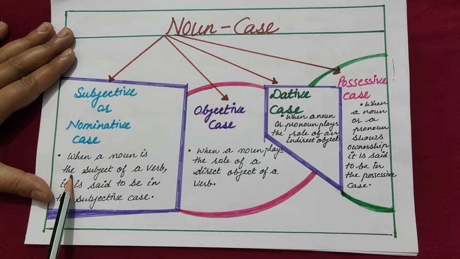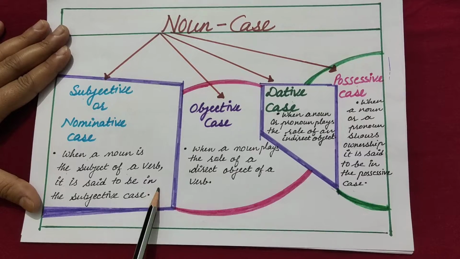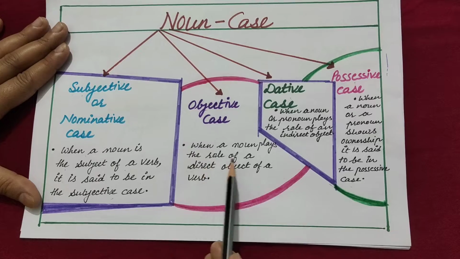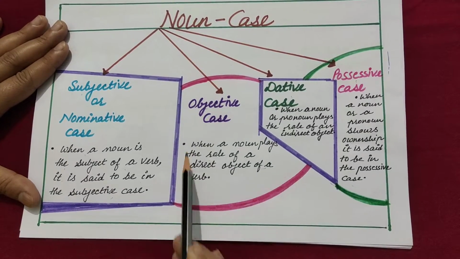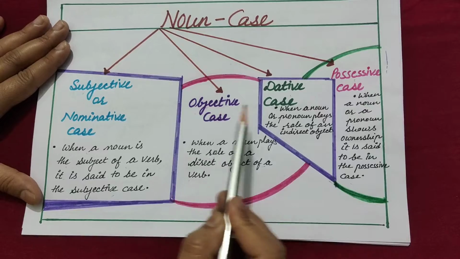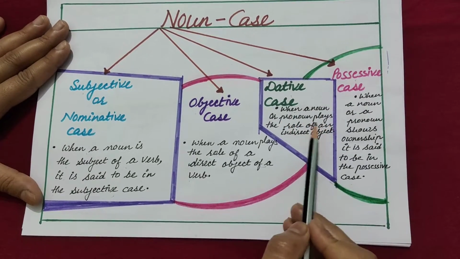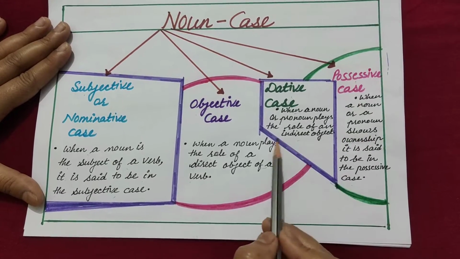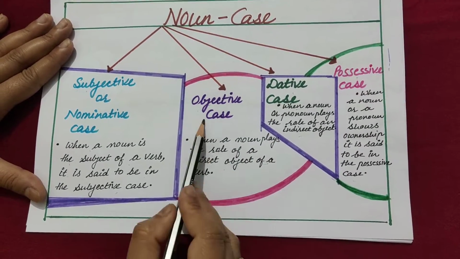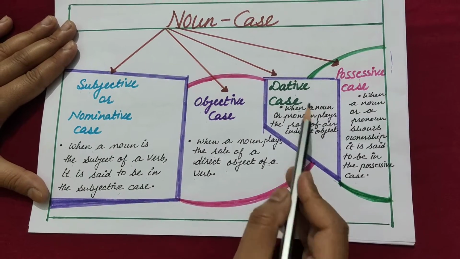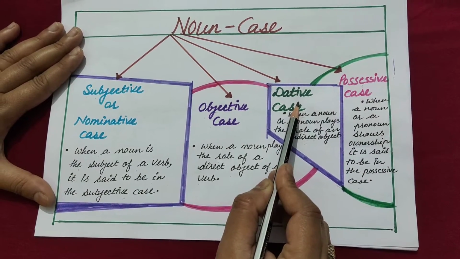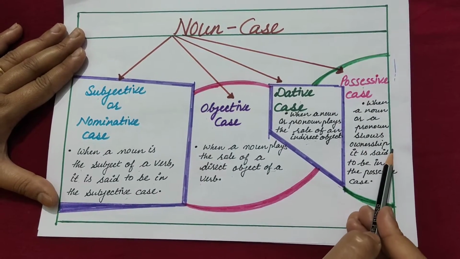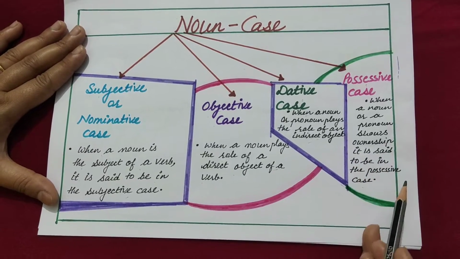When a noun is the subject of a verb, it is said to be in the subjective case. Clear? When a noun plays the role of a direct object of a verb, it is known as objective case. When a noun or pronoun plays the role of an indirect object, you have to take care of direct object here in objective case and indirect object here in dative case. Possessive case: when a noun or a pronoun shows ownership, it is said to be in possessive case.